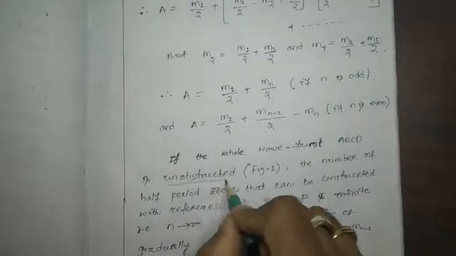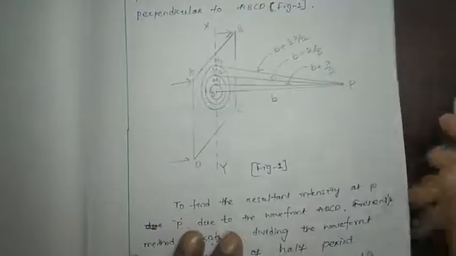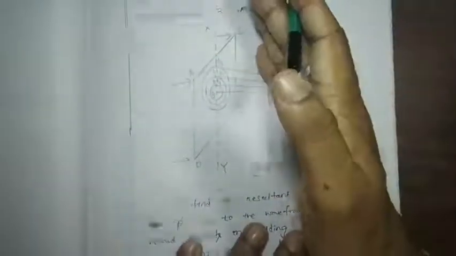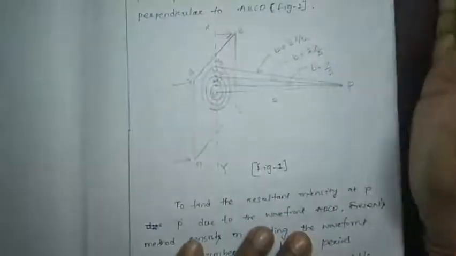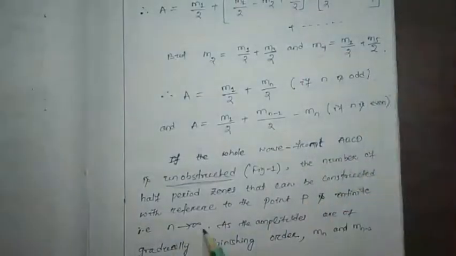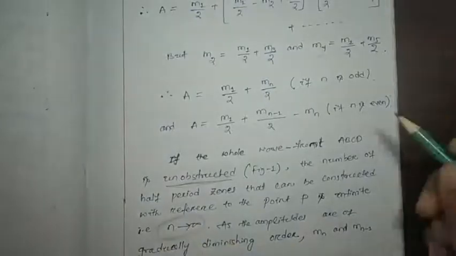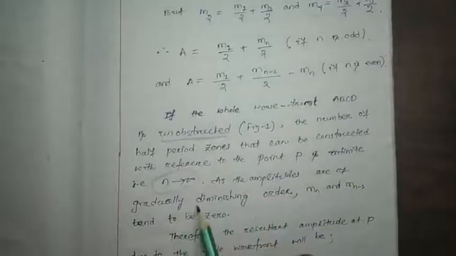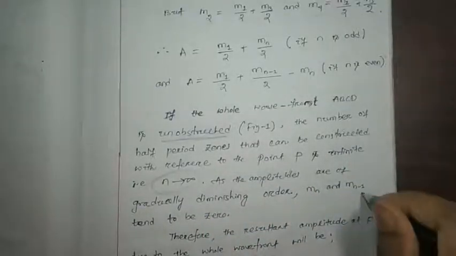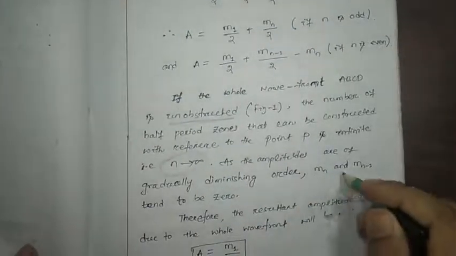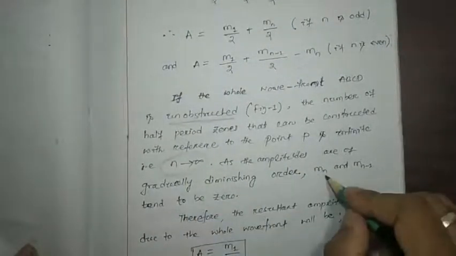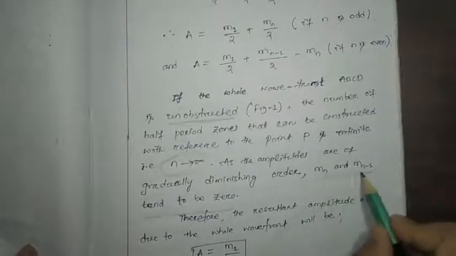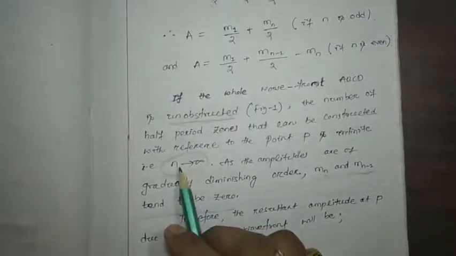Unobstructed: if the whole wavefront is unobstructed, that means the whole is going to pass through the slit, then n tends to infinity number of half period zones can be considered. As the amplitudes are in gradually diminishing order, m_n and m_(n-1) tend to be 0. So if n tends to infinity, the nth amplitude is going to be 0 if we consider n number of half period zones.